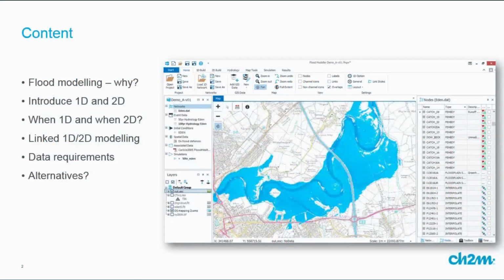I'm going to provide an introduction to the world of 1D and 2D flood modelling. I'm going to start by explaining some of the reasons why flood modelling is important. I'll then introduce how you undertake both 1D and 2D modelling, and then talk about where and when 1D and 2D methods are appropriate. I'll then talk a little bit about linking 1D and 2D modelling together, say something about the data requirements, and then finish looking at some of the alternatives to 1D and 2D flood modelling.